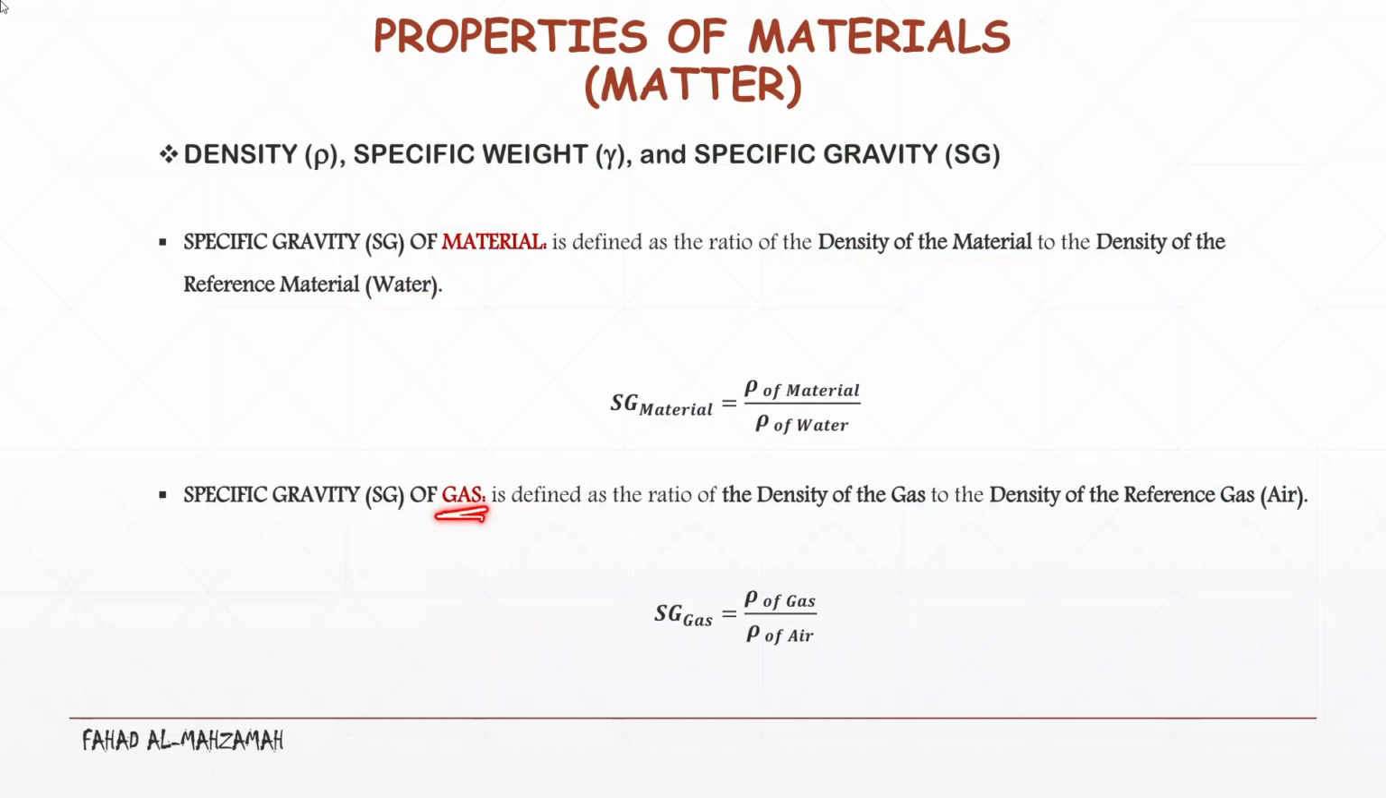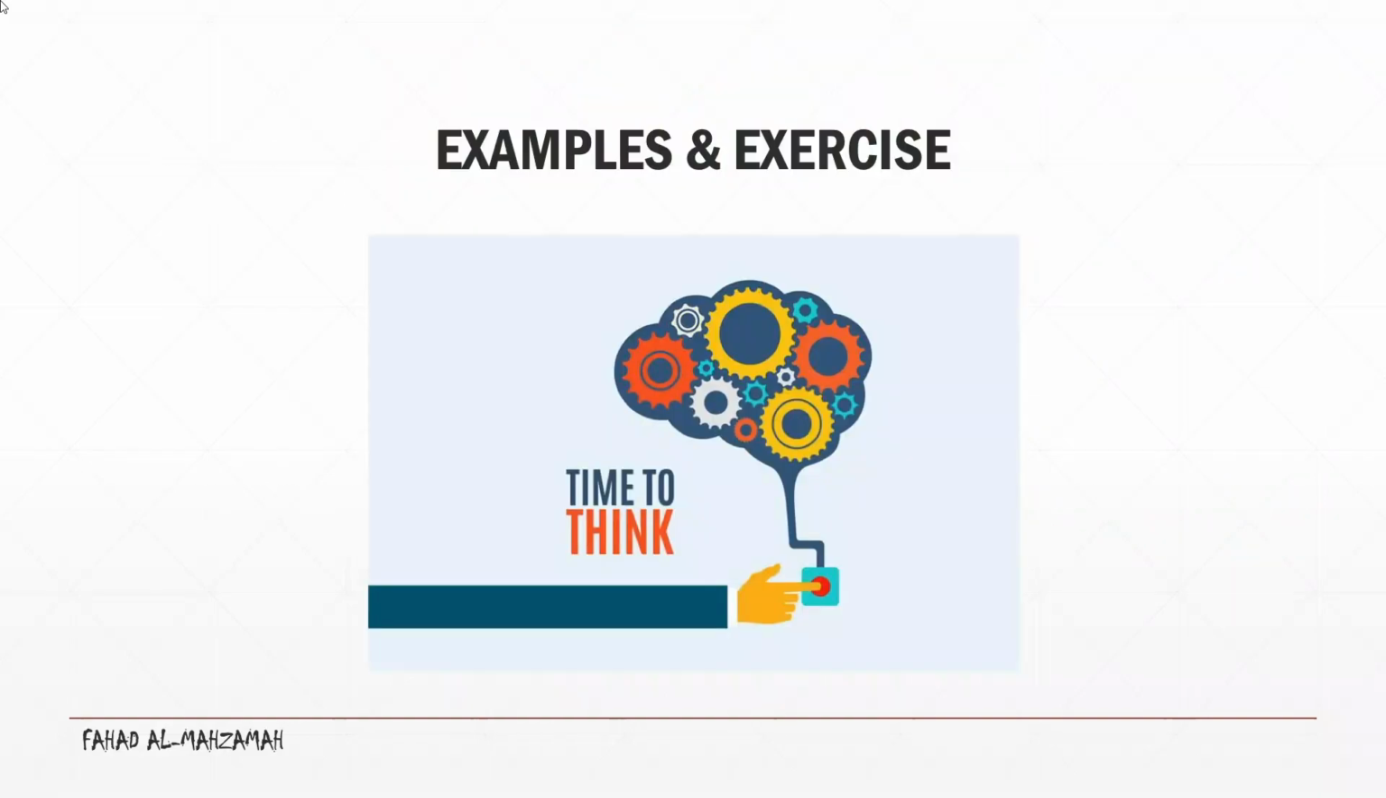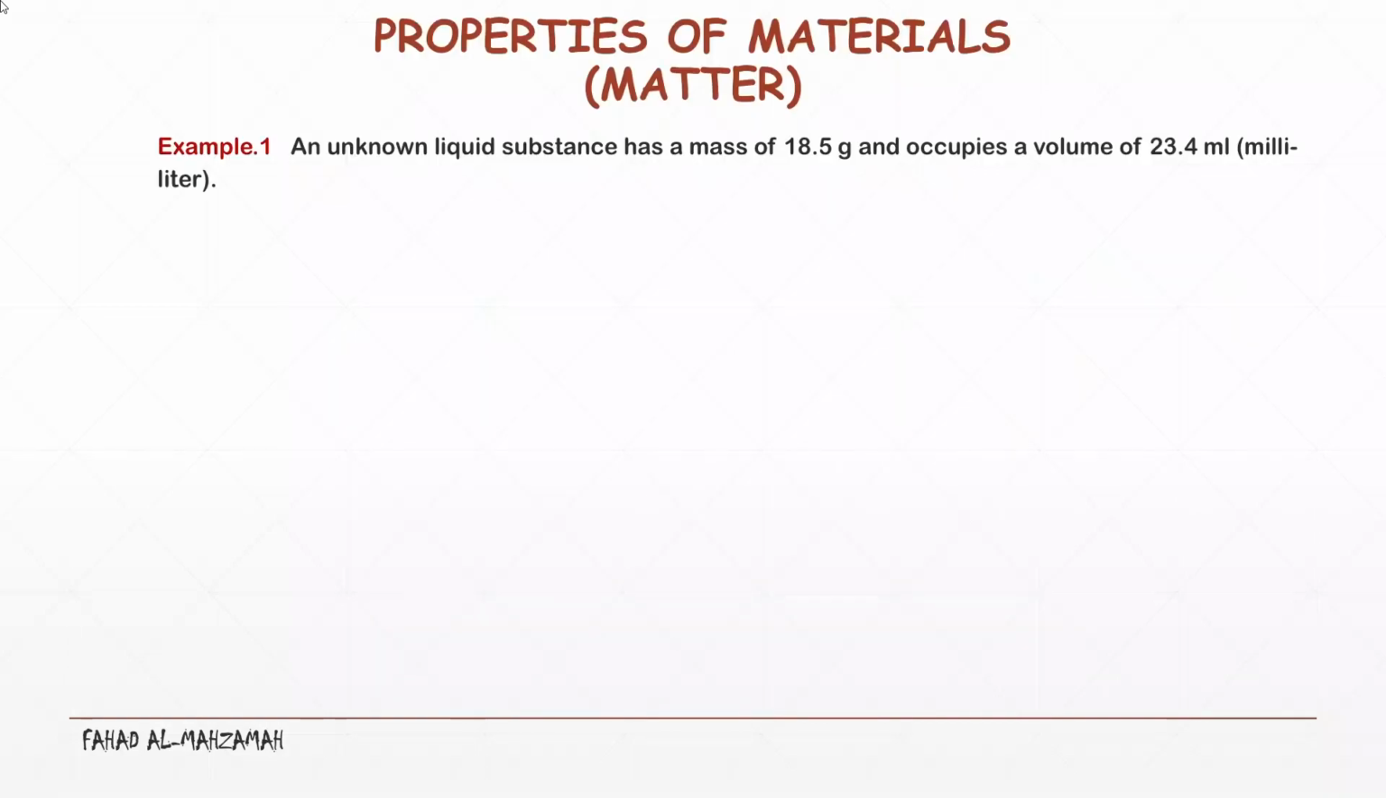However, in the gases, we will take the ratio of the density of the gas, whatever the gas you have, and divide it by the density of air. So in the gases, we have the reference as air, and in the materials we have the reference as water, with a similar formula. These are examples and exercises.